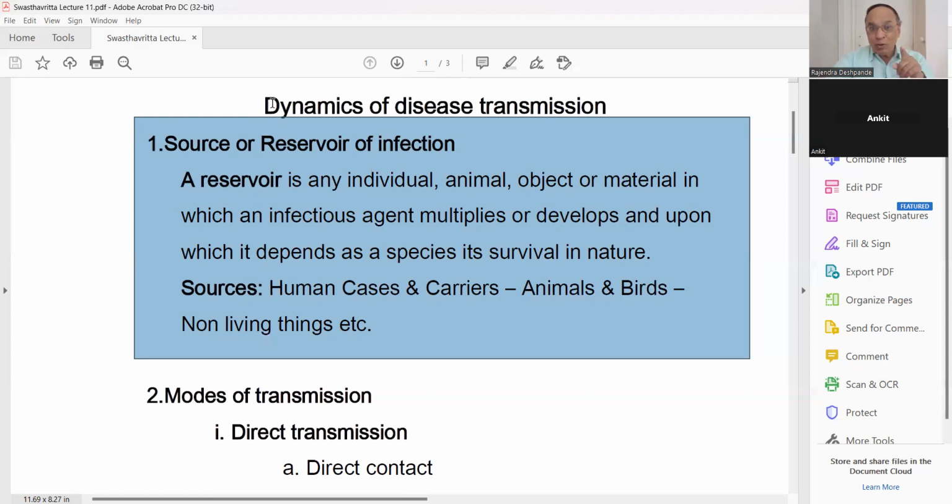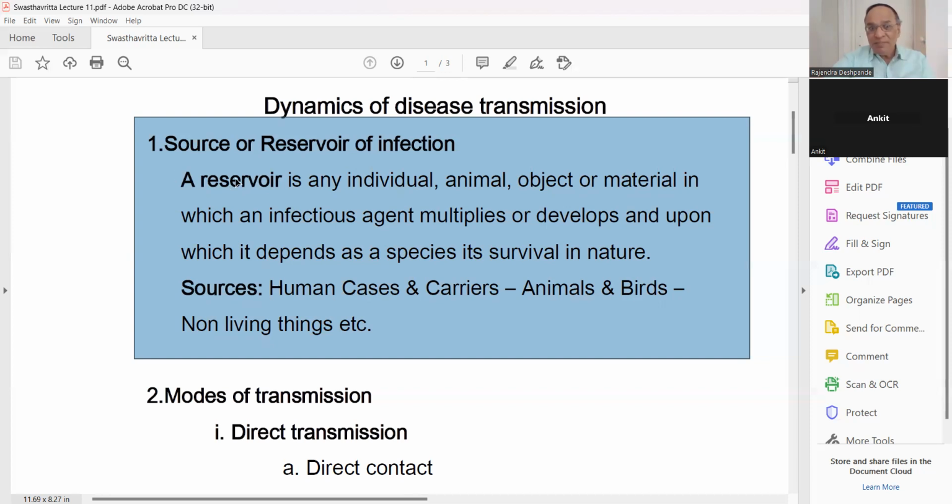First, you write down the title also. Dynamics of disease transmission. Please write down dynamics of disease transmission. The topic is, or other word, keyword. Always you say keyword. What is keyword? Important, very important word. These words you must write in the examination and must tell while giving the oral.